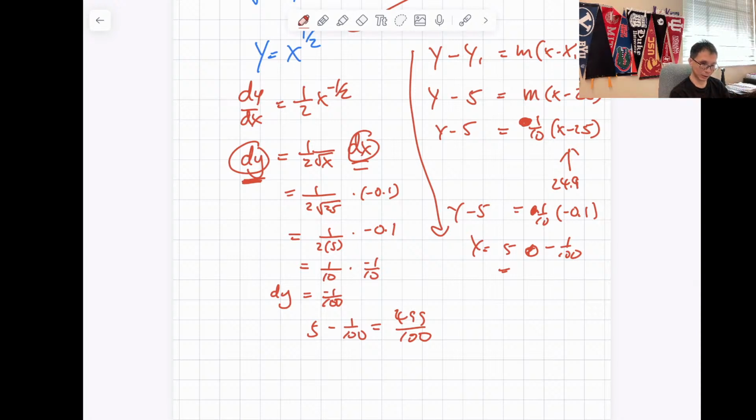This one is the square root of 25, right? But in order to approximate the square root of 24.9, it's going to be the square root of 25 minus how much you change your y, or plus how much you change your y. In this case, y is -1 over 100, so you subtract by 1.